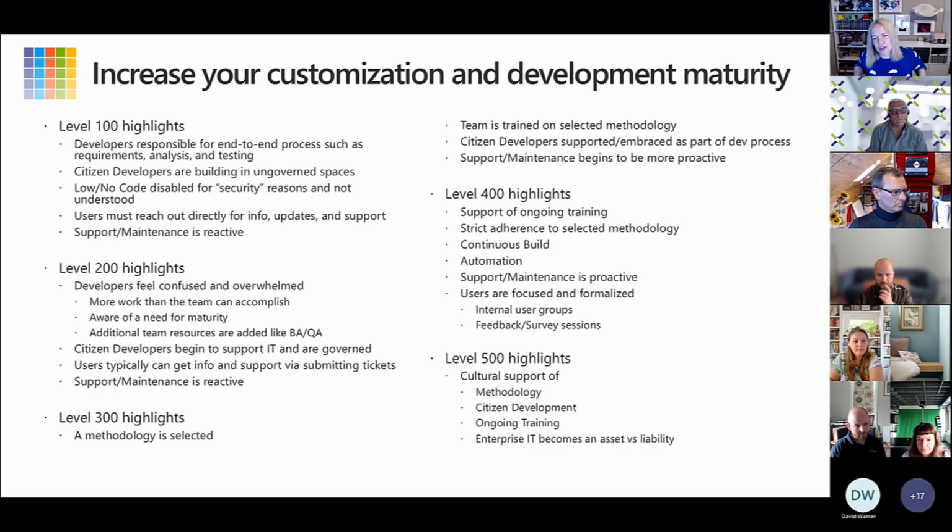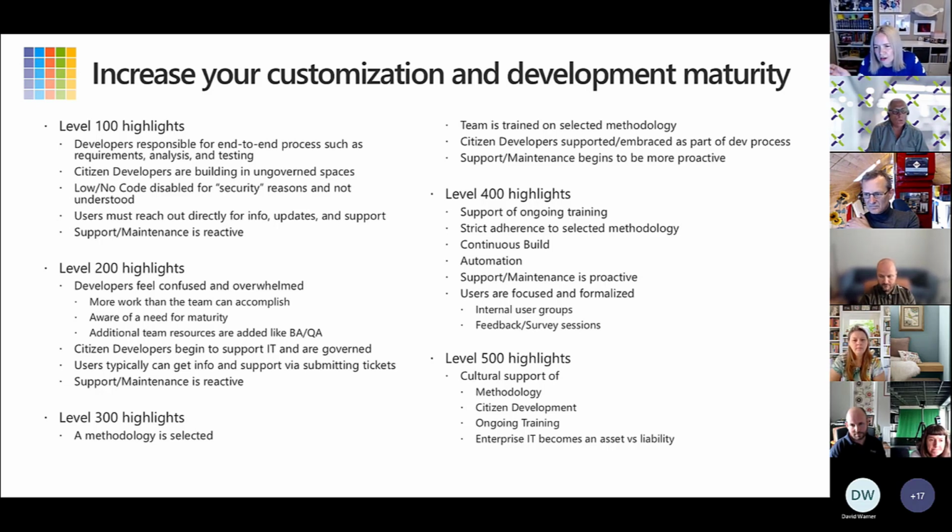And then as we continue up that maturity curve, we start to see at level 300 a methodology being selected, and it doesn't really matter what this is as long as you pick one and you make sure that people understand what it is and how it works, what the roles are that are involved in that, with training on it. You need to put your arms around citizen developers, so make sure that they've got governance guardrails in which they can operate, that they understand the rules of engagement, and that they've got a little bit of help as well. And obviously, as you move further up, all of this becomes more robust. It becomes kind of stricter. You've got more automation built in.